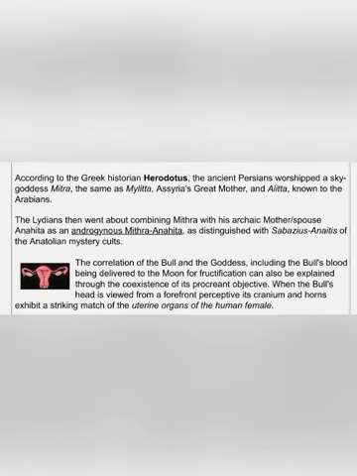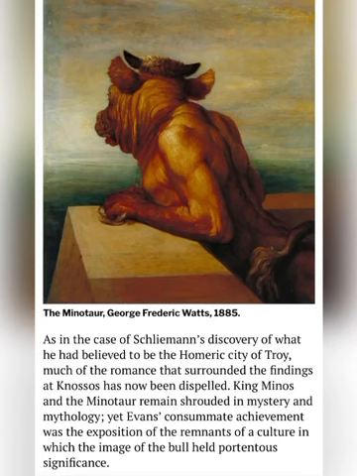There is a connection with the bull and the goddess where the bull's blood is connected to the moon and the female anatomy, the womb and the fallopian tubes. But I think that it has an even deeper meaning. I think it's connected to ancient bull people.